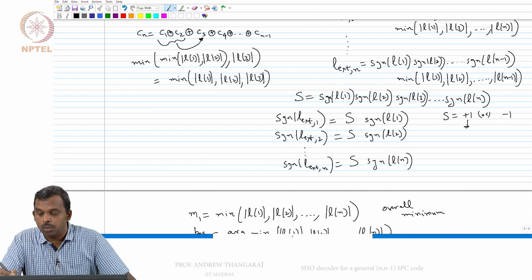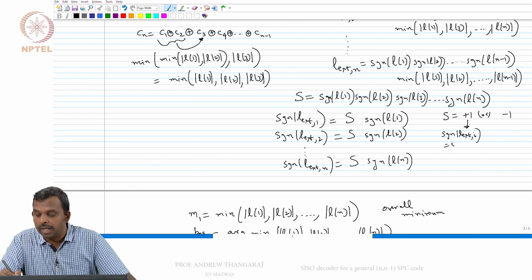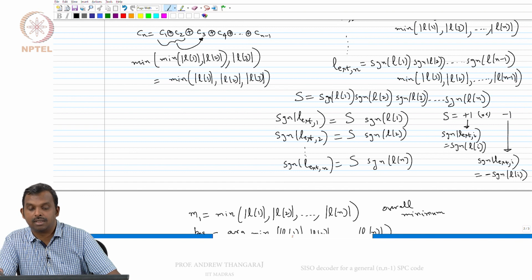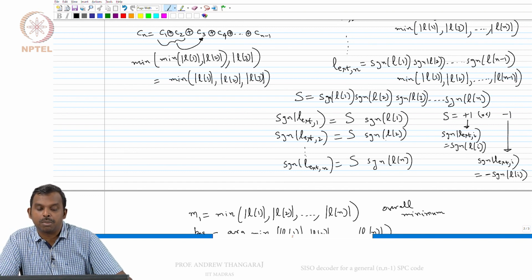Okay. If it is +1, the sign of Lx I is equal to the sign of L I, right. If it is -1, the sign of Lx I is minus the sign of L of I. Okay. So, this is the interesting part here, S gets multiplied by the sign.